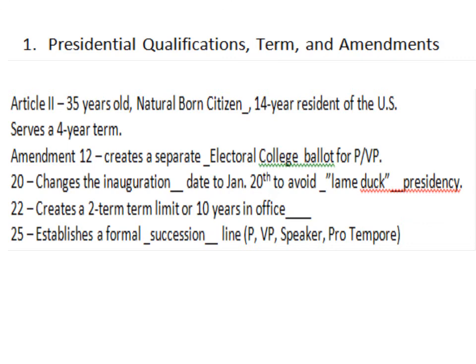Article 2 of the Constitution says that anyone who wishes to run for the President must be at least 35 years old, a natural-born U.S. citizen, and a 14-year resident of the United States. The President serves a 4-year term once elected and is elected by the Electoral College.